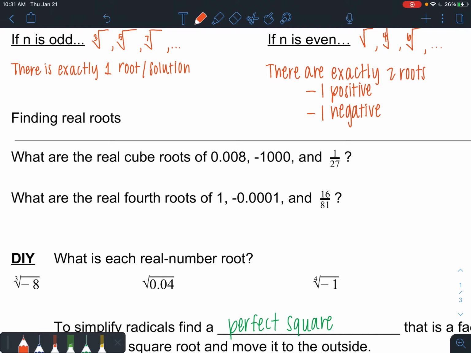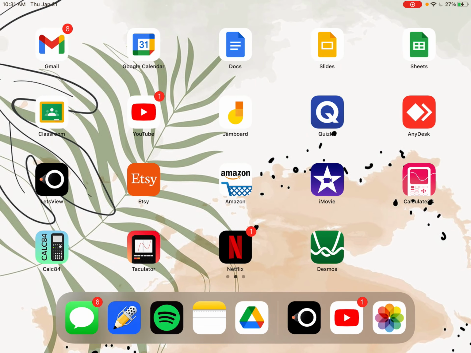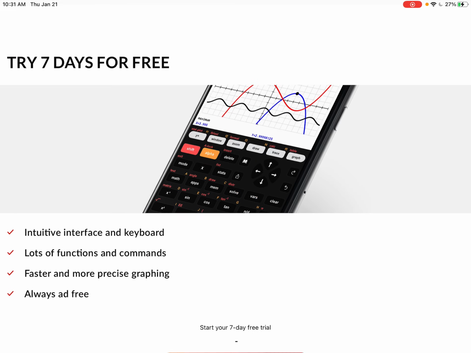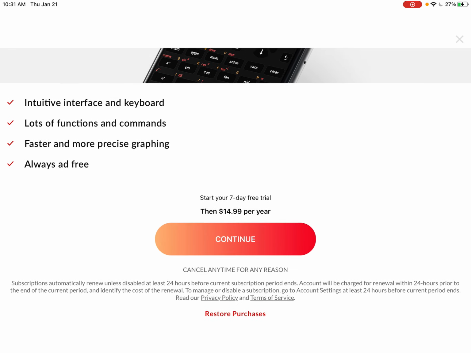So it says, what are the real cube roots of 0.008, negative 1,000, and 1 over 27? So let's take the cube root of 0.008, and we can plug that into our calculator. I'm going to use this calculator here. It's a little bit more complicated than what you will see. Oh, come on. I don't want this.